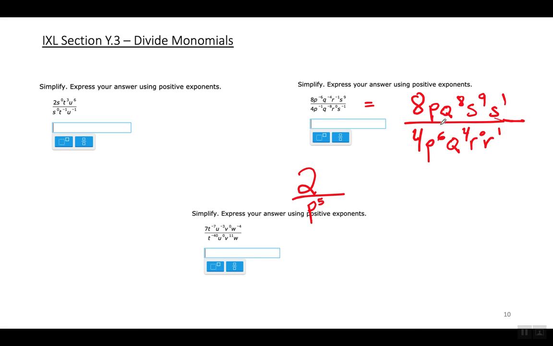P to the 5th. Now the q's, the bigger q is on the top, so this 8 minus this 4 is 4 on the top. The s's, I add up: s to the ninth times s to the first power is s to the 10th power. And the r's, r to the 0 times r to the first power is r to the first power, which I don't write that 1, I wrote it by accident. So whatever. My final answer is 2q to the 4th power, s to the 10th power, over p to the 5th power, r.